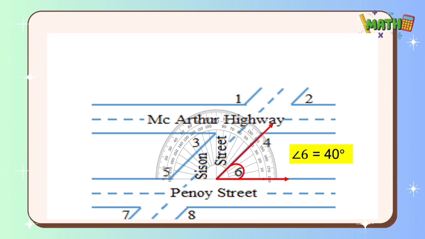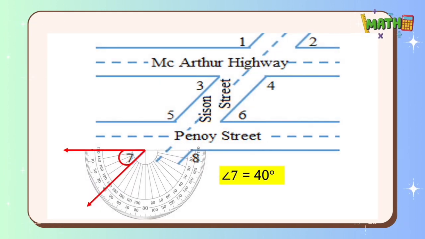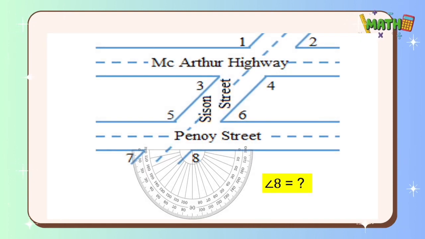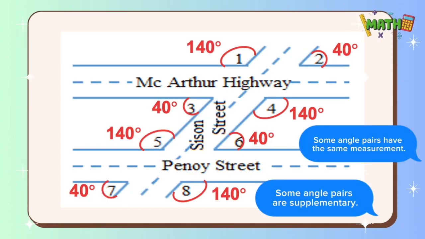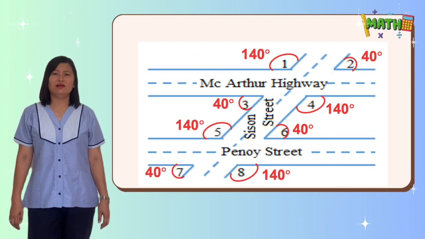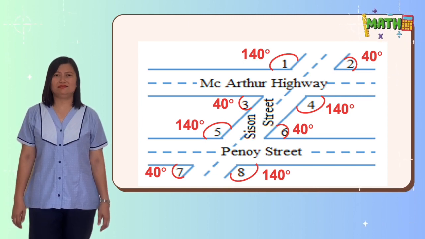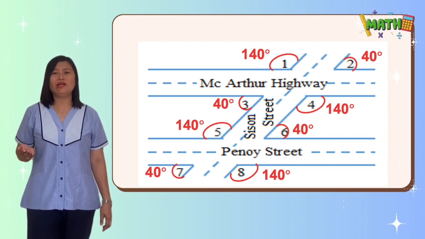The measure of angle 6 is 40 degrees. The measure of angle 7 is also 40 degrees. And the measure of angle 8 is 140 degrees. What do you observe of the angle pairs? Why do you think those angles have the same measurement or supplementary? It is because there is a relationship between those angles.